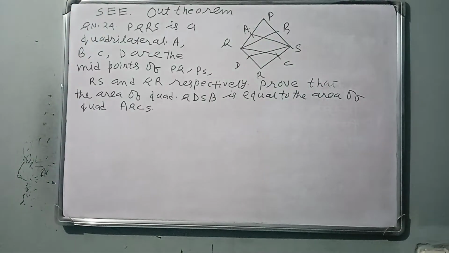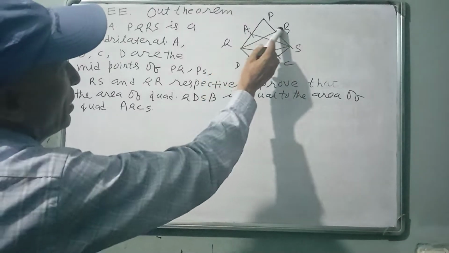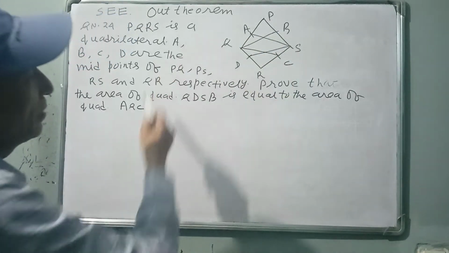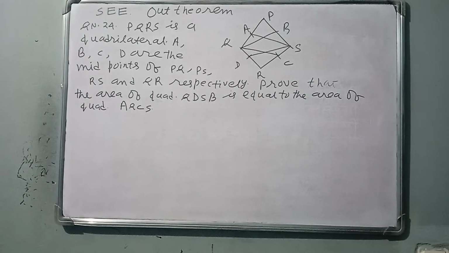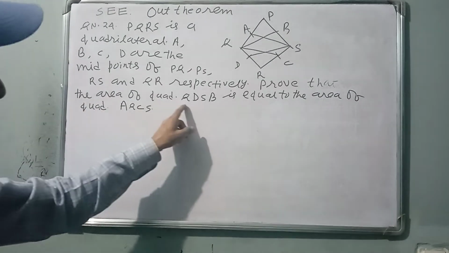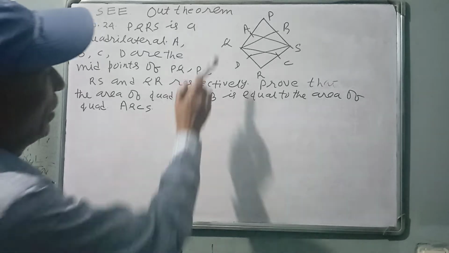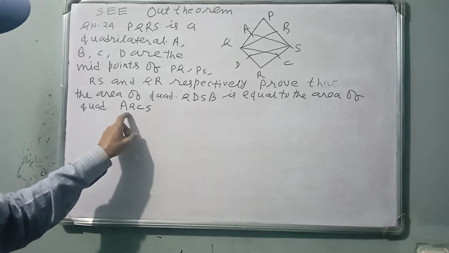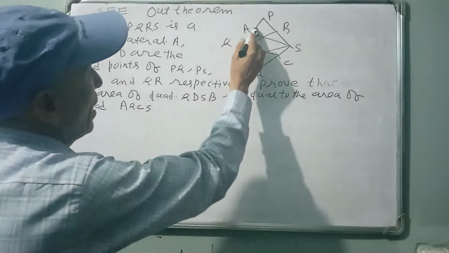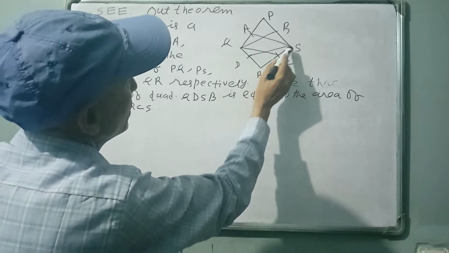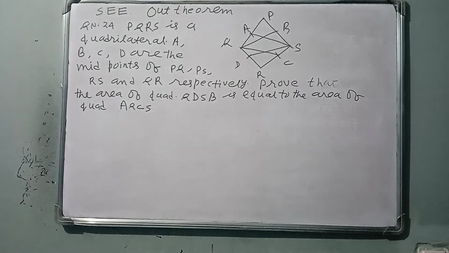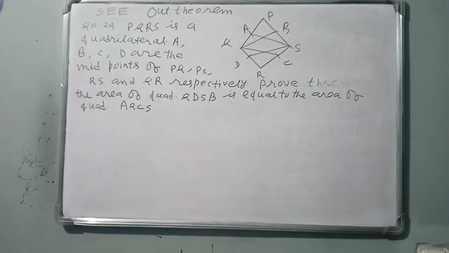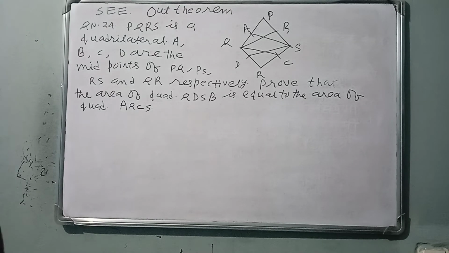PQRS is a quadrilateral. Any quadrilateral, A, B, C, D are the midpoints of PQ, PS, RS and QR respectively. Prove that the area of quadrilateral QDSB and area of AQCS are equal. Then what is given and what is to find? This is the question, and the students have to write it down in this way.